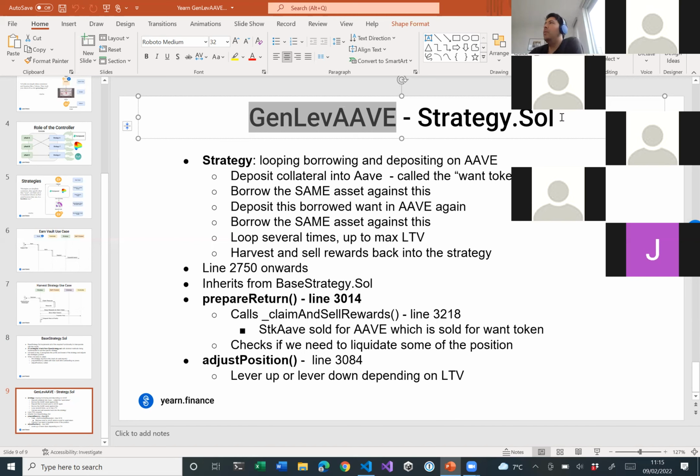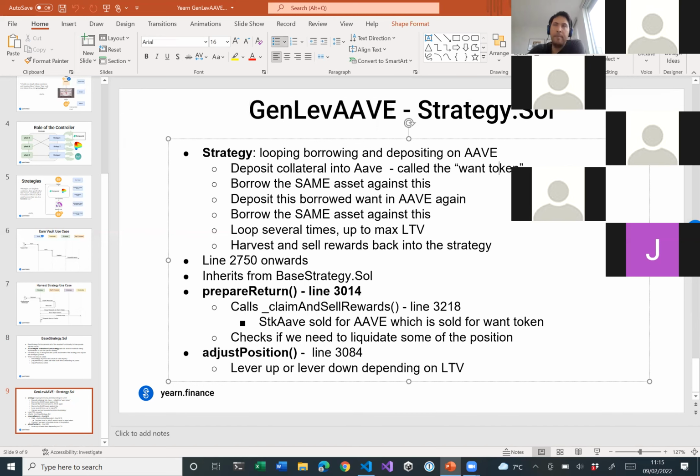So what is this strategy? Very similar to what we described earlier. What we're doing here is we're depositing collateral, so that's our want token, into Aave. Now, I'm sure you all know Aave is a borrowing and lending protocol. So when you deposit, Aave will lend those tokens out, and you'll get rewards and interest for doing that.